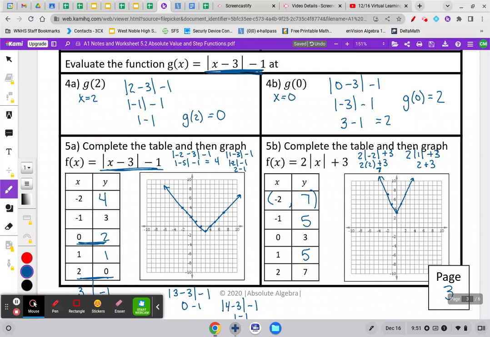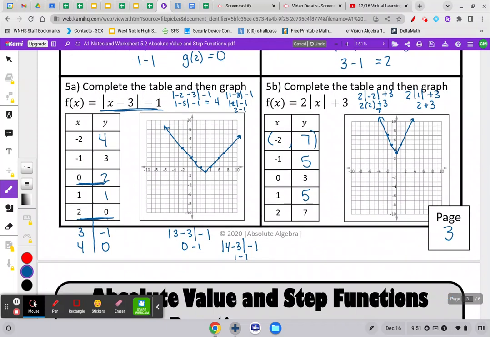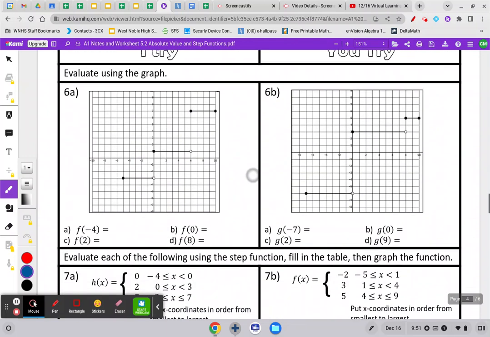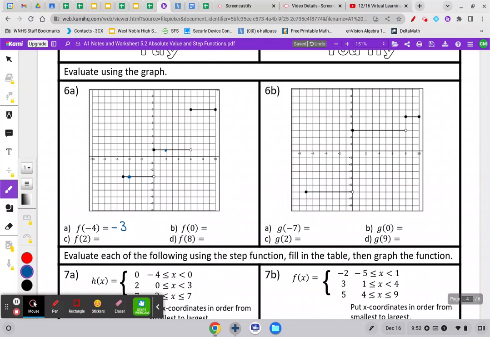And then we've got a few more problems with step functions. So that's absolute value. We'll learn more about that on Monday. So we're just going to evaluate using the graph. These are pretty simple. We go over negative 4. We find where the graph is. So f of negative 4, the graph is at negative 3. At f of 2, the graph is at 1. F of 0, the graph is at 1. F of 8, the graph is at 7.